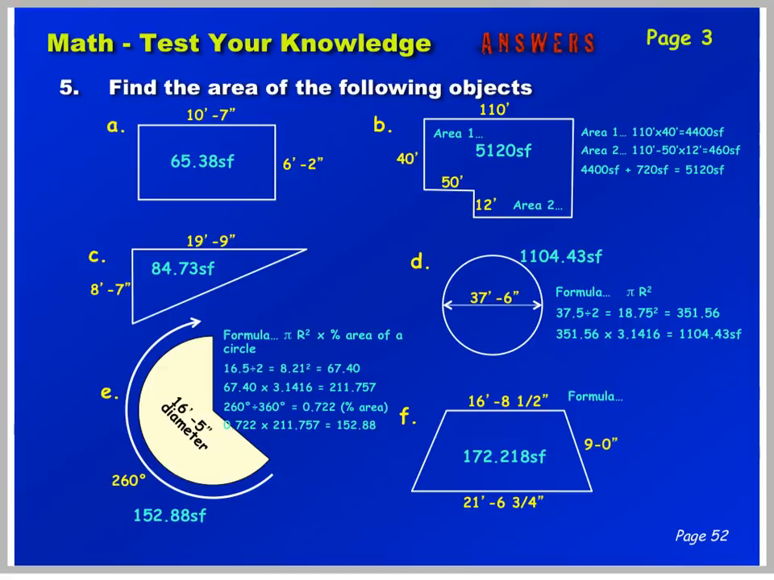For F, what is the formula for a trapezoid? The formula for a trapezoid is A plus B, and we're trying to average these two out, so it's divided by 2 times the height, which is right here, and the final answer would be 172.218 square feet.